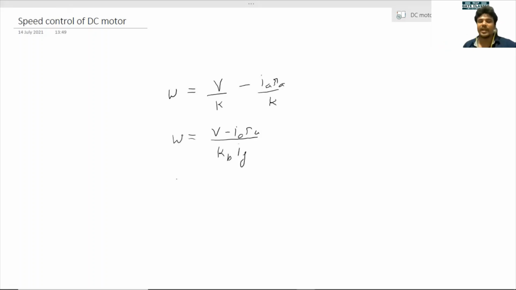Just see what parameters we can vary to vary this speed. V we cannot vary, because the voltage which is coming from the grid, we cannot vary that. And KB is a constant, we cannot vary that. RA is another constant, we cannot vary that. Then what is the variable here? The first variable which you can directly see is IF.